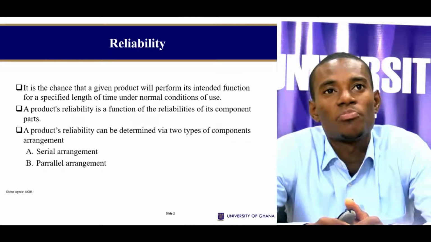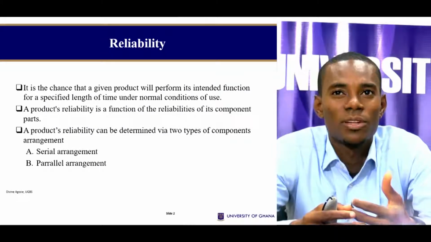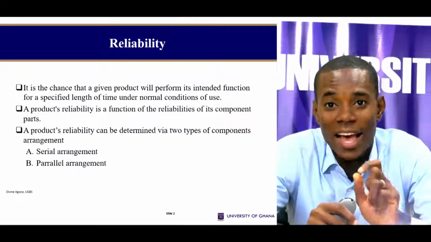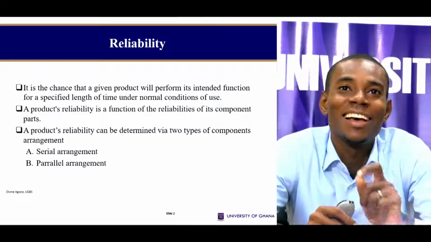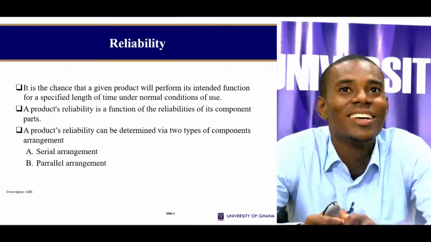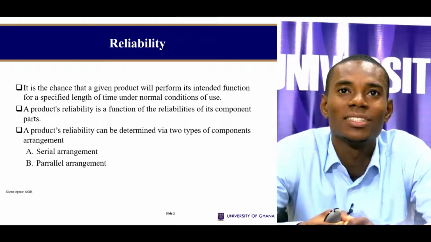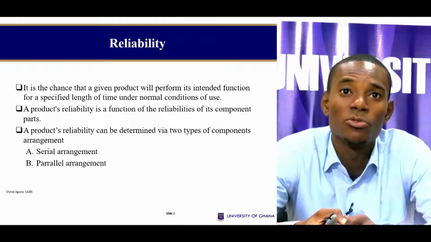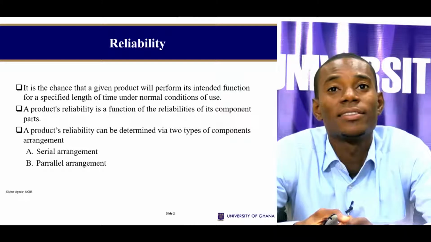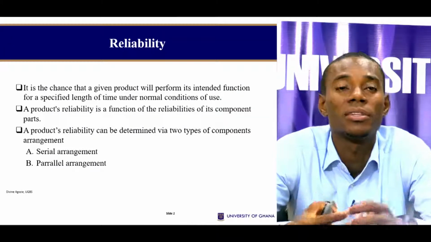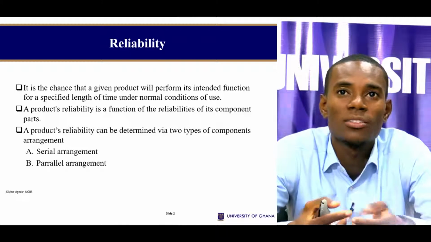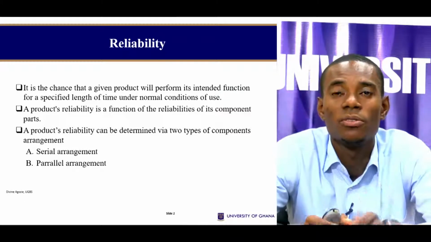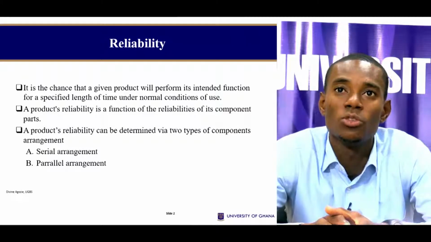Now, we're saying that reliability is the chance that a given product will perform its intended purpose for a specified length of time under normal conditions. I like this part, normal conditions, because if you use the thing in some abnormal conditions and it turns out not to be reliable, you can't blame the producer. For instance, if you're supposed to use a certain television set under certain temperatures and you do otherwise, it may not last you long. When that happens, you can't say that the product lacks reliability. And so we put so much emphasis on the words normal conditions.